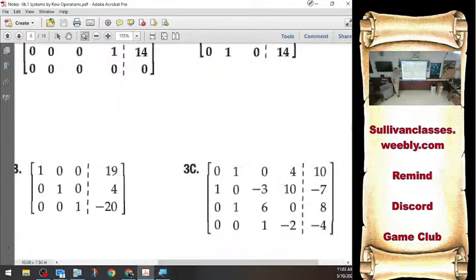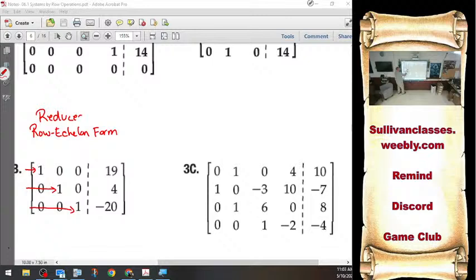What about these two? Okay. Rank, rank, rank. And I said I don't actually care about those zeros after it. This is not just in row echelon form. This is in reduced row echelon form.